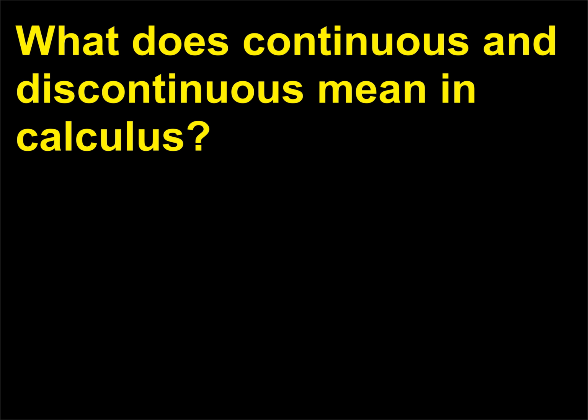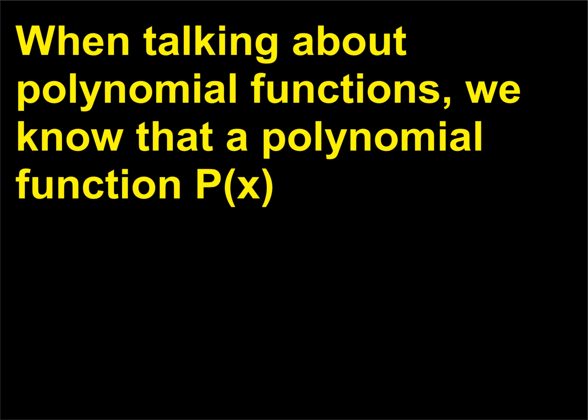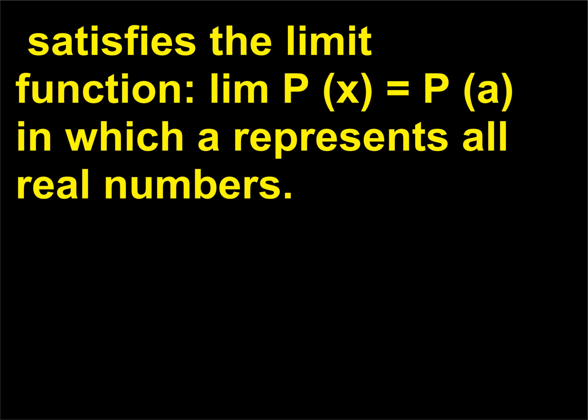What does continuous and discontinuous mean in calculus? When talking about polynomial functions, we know that a polynomial function p(x) satisfies the limit function, lim p(x) = p(a), in which a represents all real numbers.